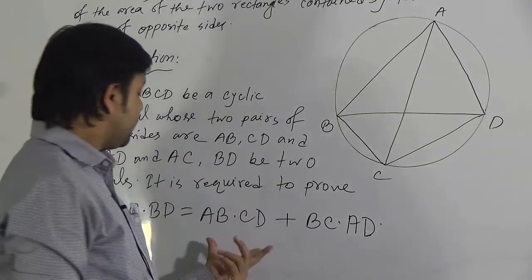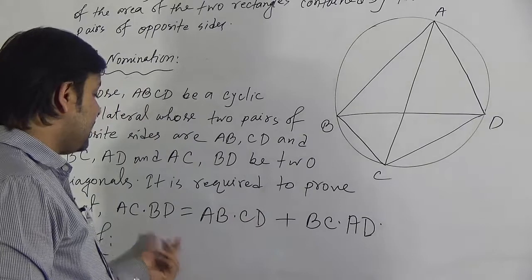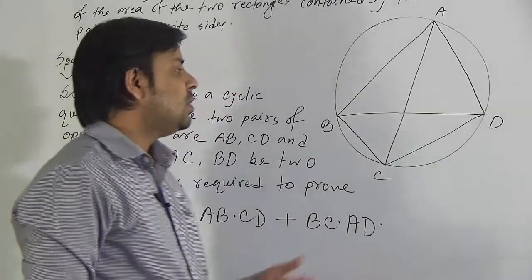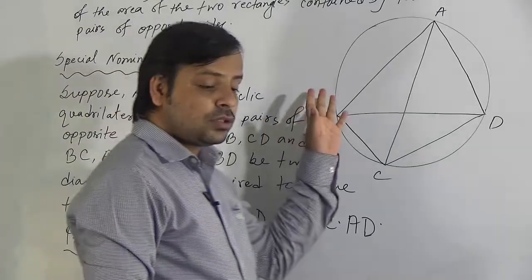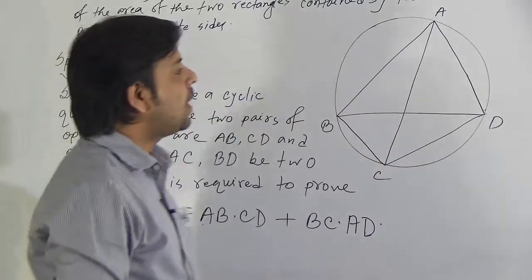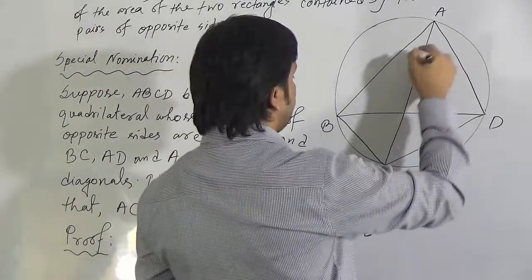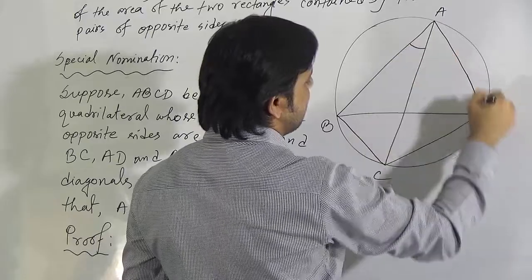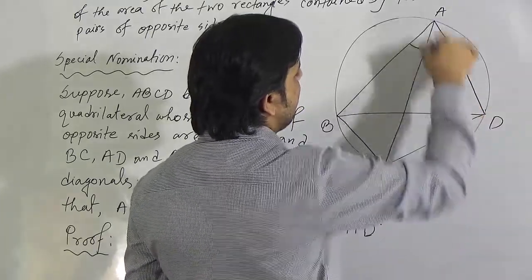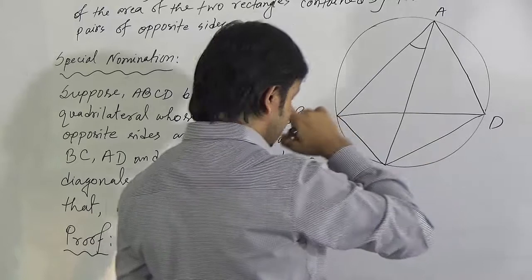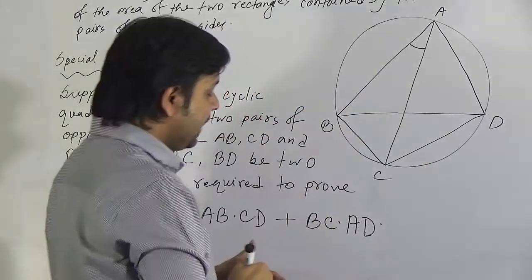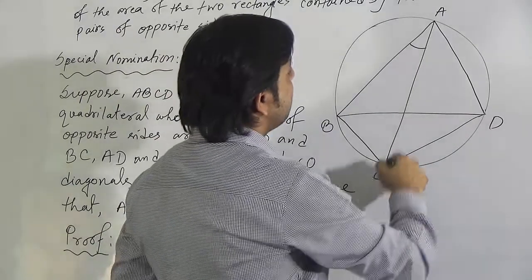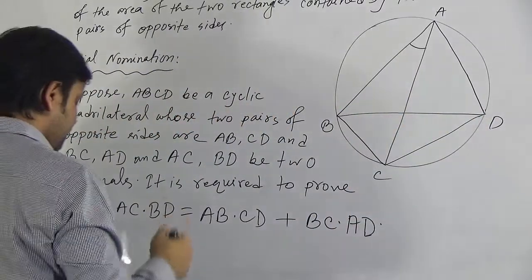Now, I will prove this: AC into BD is equal to AB into CD plus BC into AD. To prove this, at first we can consider angle BAC, means this angle is less than angle CAD or DAC. So we can write, assuming angle BAC is smaller than angle CAD.